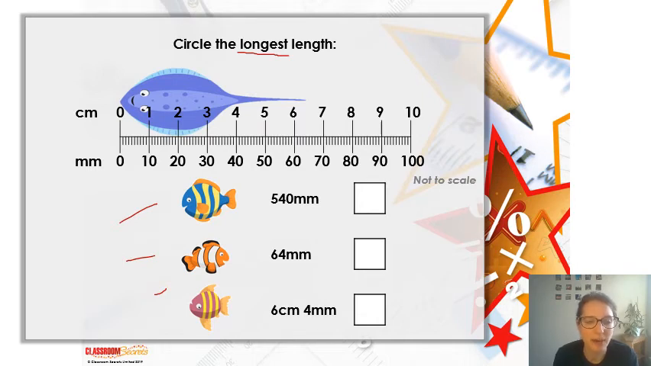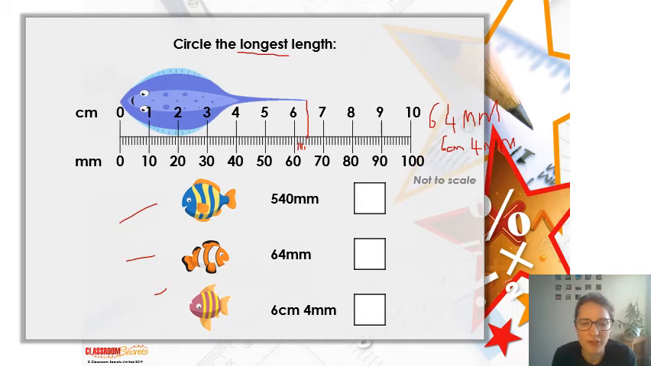Okay, so let's start by having a look at our fish laying down up here. Okay, so it's gone past the 6. I'm going to draw a line down, so we've got 60, 1, 2, 3, 4. So this one is 64 millimetres, or 6 centimetres and 4 millimetres. Okay, so we've got that one there.